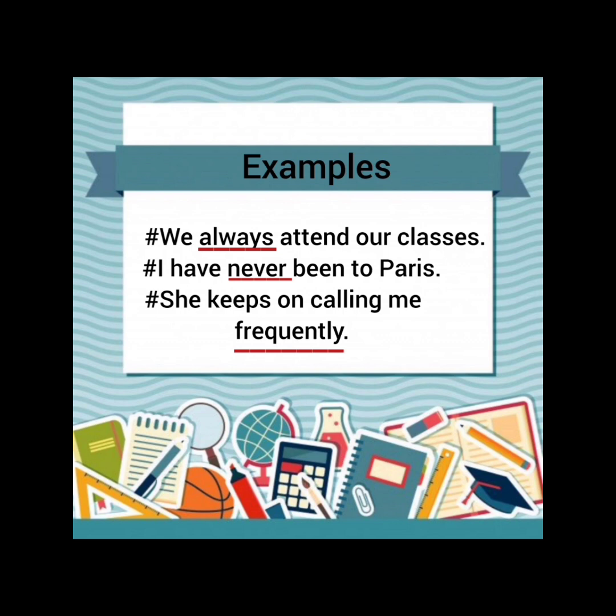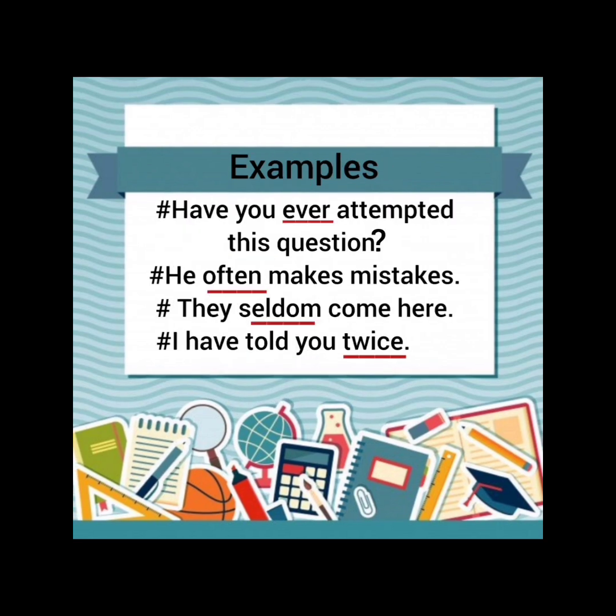She keeps on calling me frequently. How often does she keep on calling you? So the answer is frequently. Have you ever attempted this question? So ever is an adverb of frequency here. He often makes mistakes. So often is used as an adverb of frequency here. They seldom come here. Answer is seldom. And I have told you twice. How often have I told you? So I have told you twice.